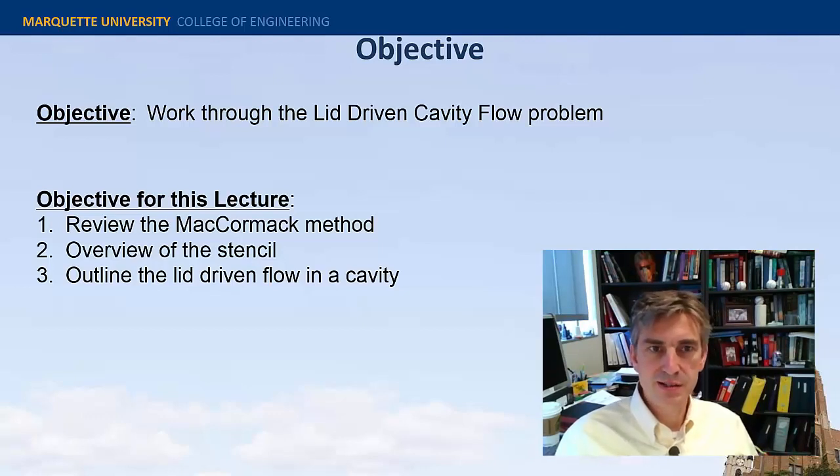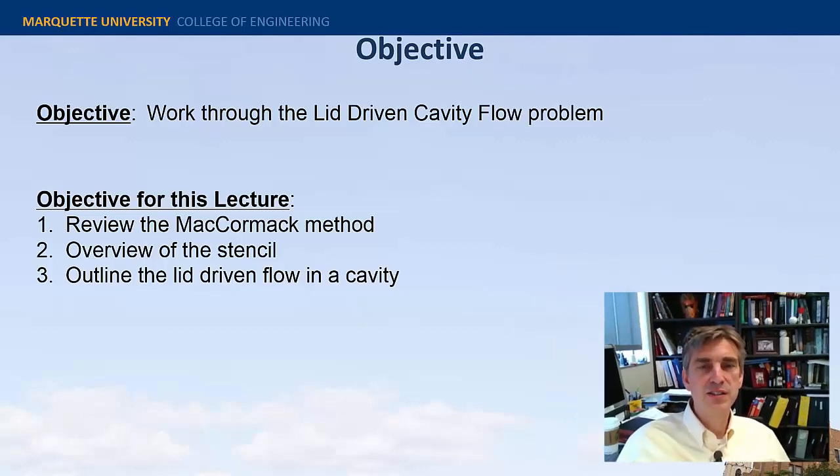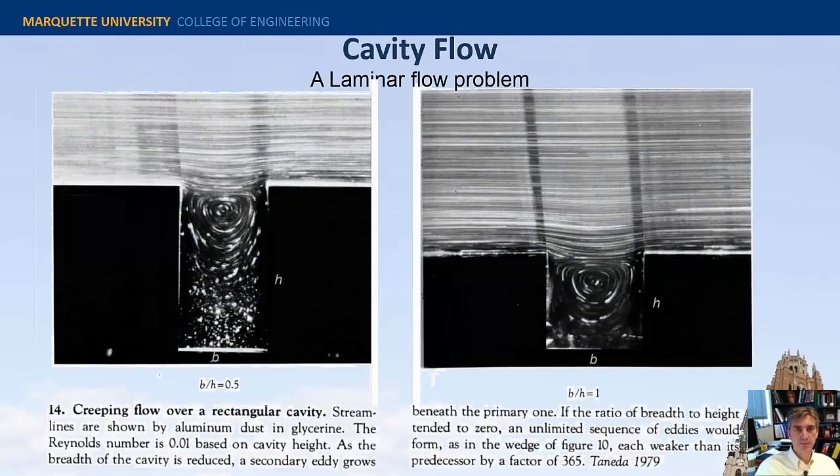We're going to just look at a stencil briefly and focus on the boundary conditions for this particular problem, and then I'll show you some solutions to that. So this is cavity flow. This is the far field flow here, and in this case, there's a cavity here with a base and a height, and the fluid is in there.